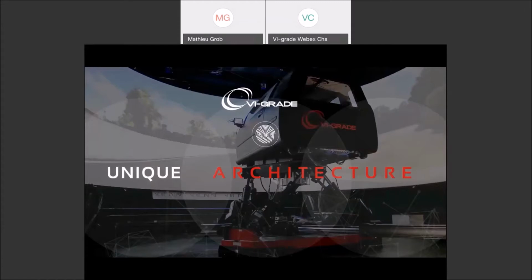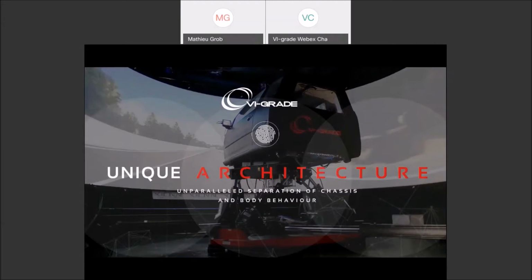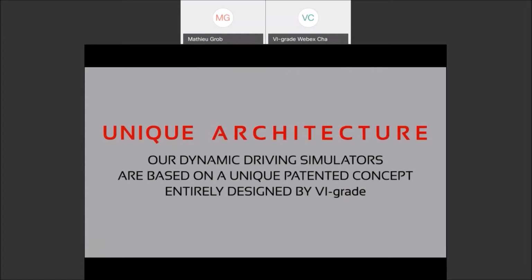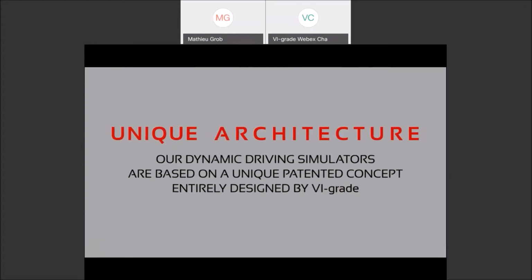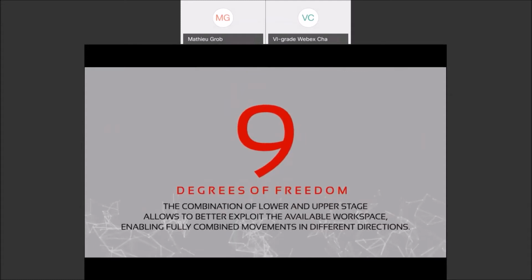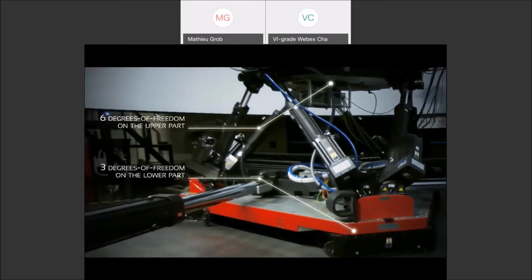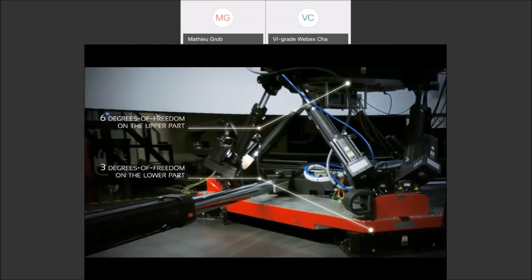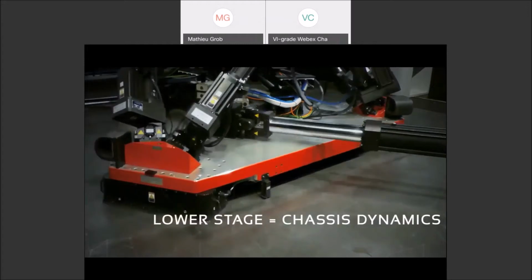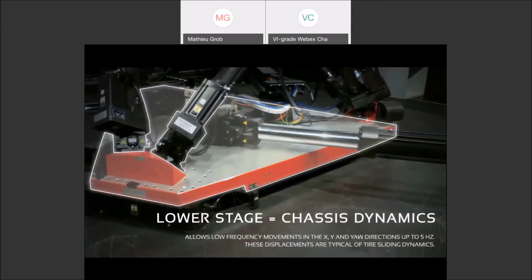So, a little video to illustrate our unique architecture for the separation of chassis and body behavior. What we can see here is the DIM. They are based on a unique concept with 9 degrees of freedom, with a combination of a lower and an upper stage to exploit the workspace at best. Here you can see you have 6 degrees of freedom on the upper part and 3 degrees of freedom on the lower part.